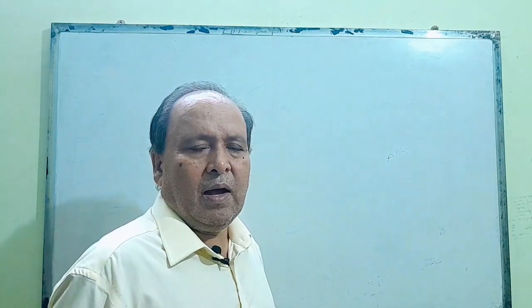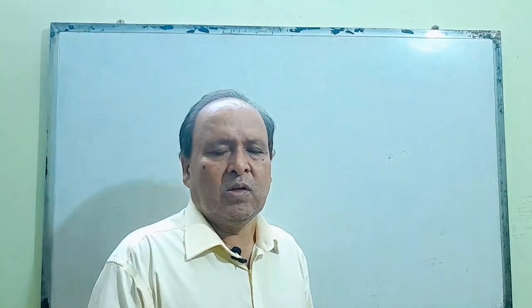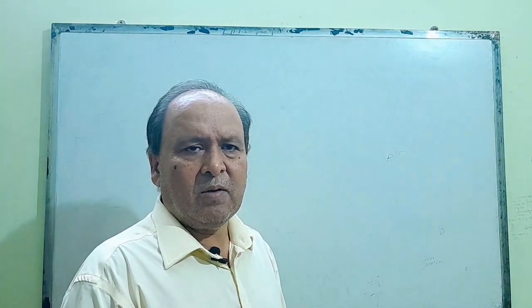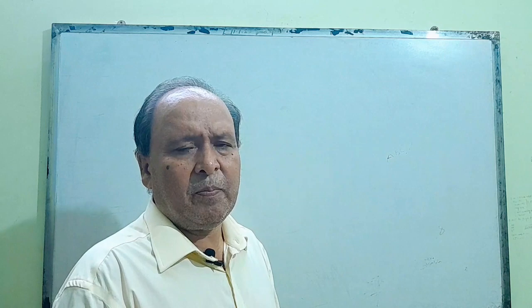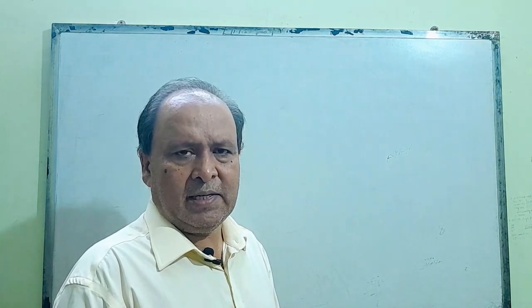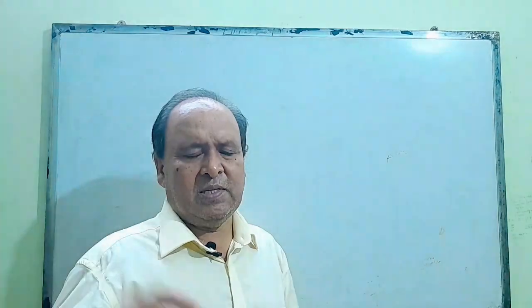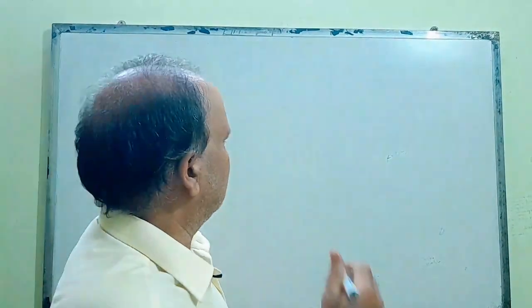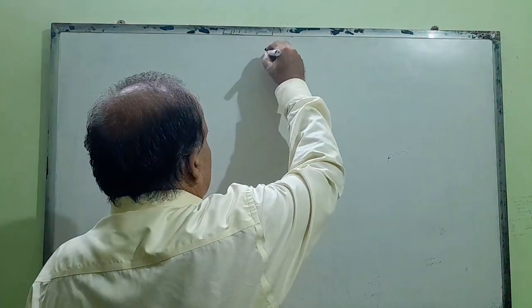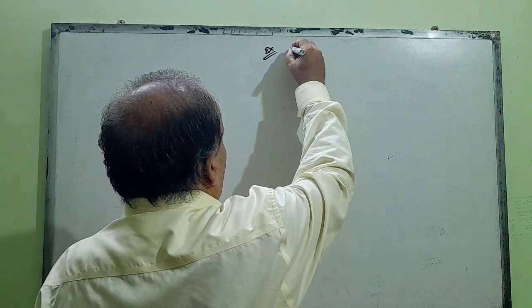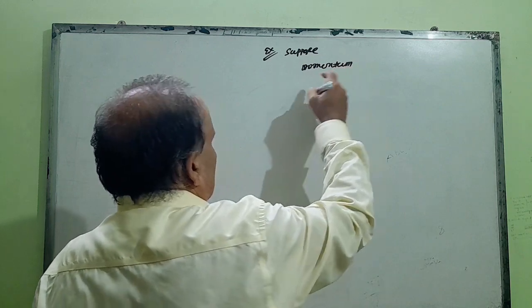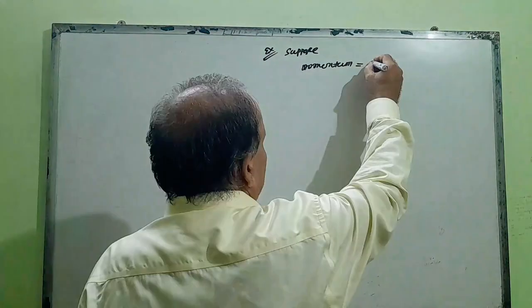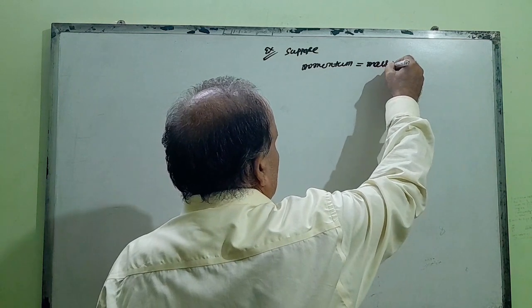In previous class, I have told you that dimensions of a physical quantity means the power of the fundamental physical quantities which are present in that quantity. Powers of the fundamental physical quantities present in that quantity. For example, I am giving you another example. Suppose momentum. You say momentum is equal to what? Mass into velocity.